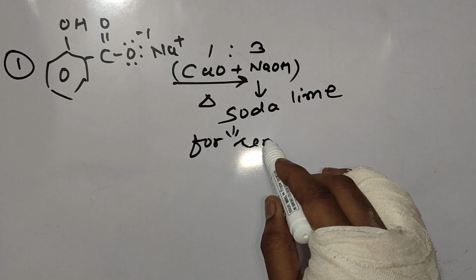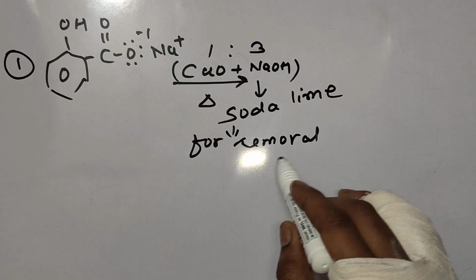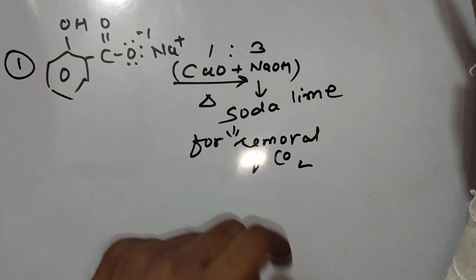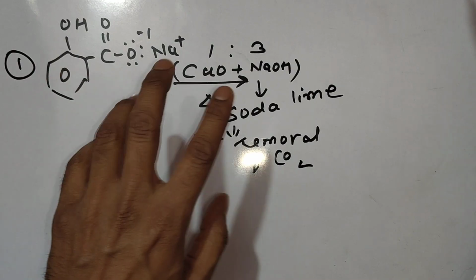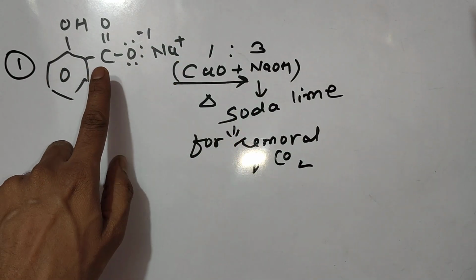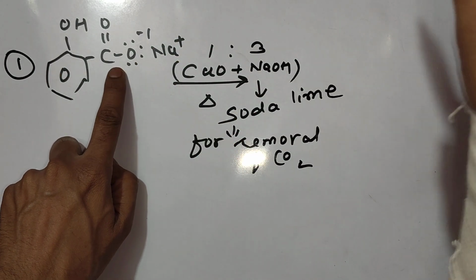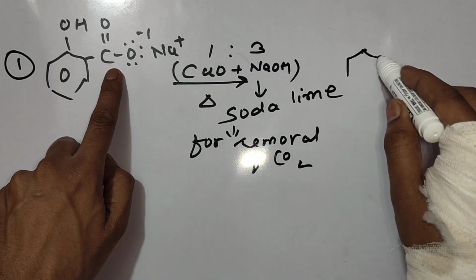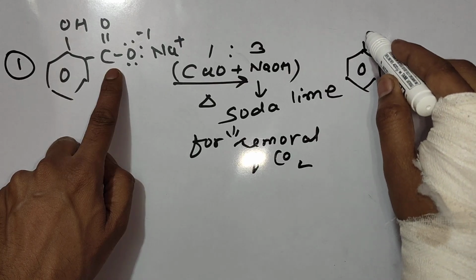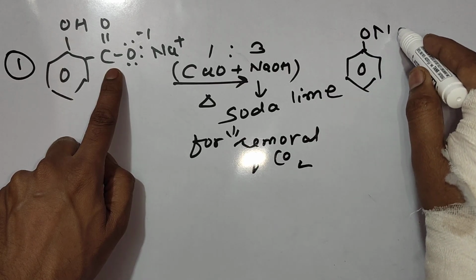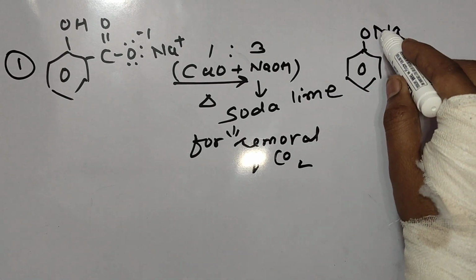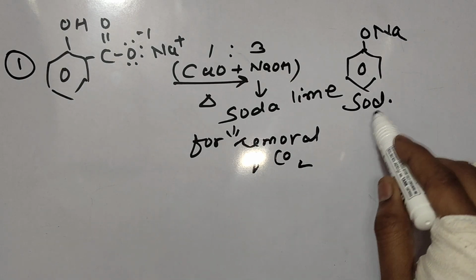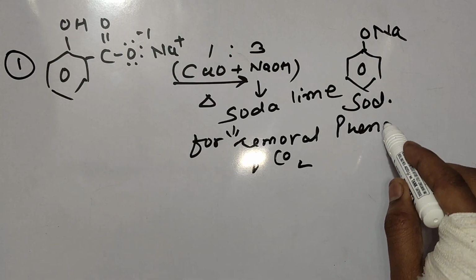I will talk about it separately in the mechanism. In the presence of this soda lime, on heating, this molecule will eliminate its carbon dioxide gas. CO2 gas you have to eliminate out. And firstly, this will generate sodium phenoxide.